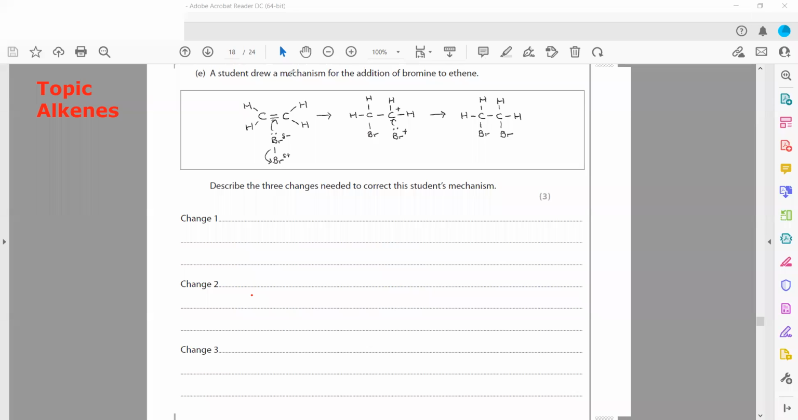In this part, a student drew a mechanism for the addition of bromine, as you can see here. We have to describe the 3 changes needed to correct it. We have to identify the mistakes here. So the first change: the dipoles, the partial positive and negative, that we placed are wrong. The one closer to our double bond should be partial positive, and the other one, further away, will be partial negative. So we have to change the poles on the bromine molecule.